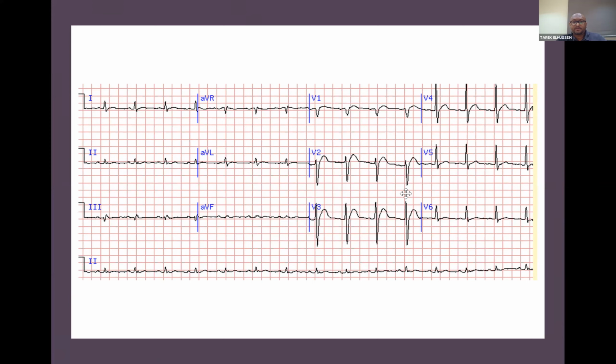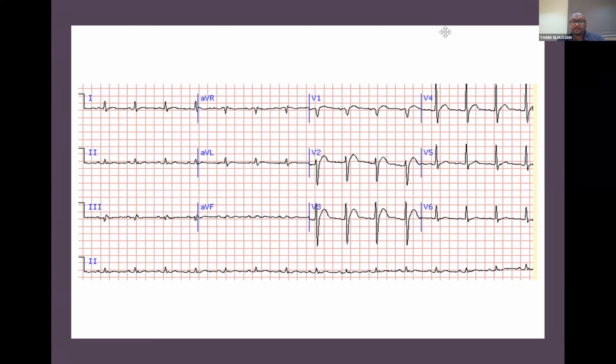What is the criteria of left bundle branch block in the ECG? Wide QRS. Okay. An M or W pattern in V5 and V6. Okay, so where is the M or W pattern? It's not there. So it's not a left bundle, okay?